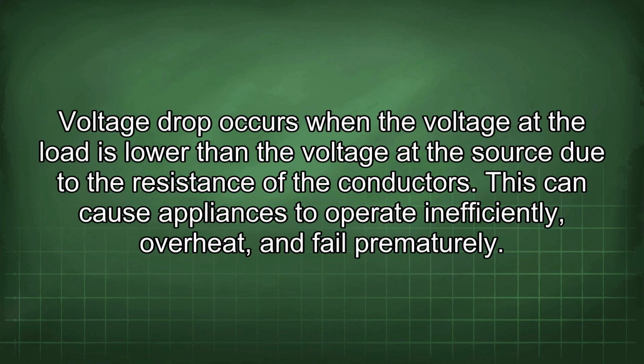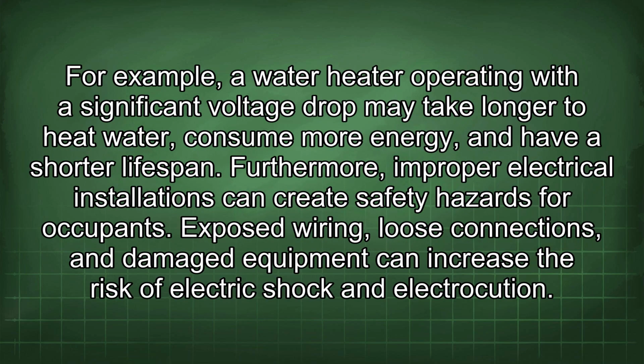In addition, undersized wiring can result in voltage drop, which can negatively impact the performance of appliances and equipment. Voltage drop occurs when the voltage at the load is lower than the voltage at the source due to the resistance of the conductors. This can cause appliances to operate inefficiently, overheat, and fail prematurely. For example, a water heater operating with a significant voltage drop may take longer to heat water, consume more energy, and have a shorter lifespan.